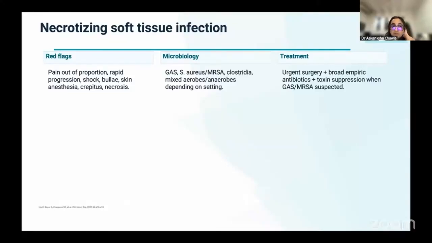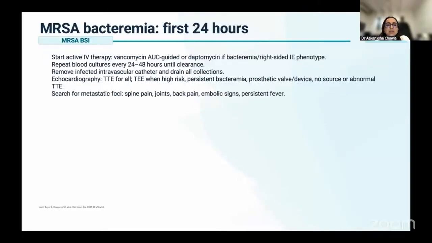So I was just talking about the necrotizing soft tissue infection. How would a patient present? There would be pain out of proportion, rapid progression, shock, necrosis, crepitus, commonly caused by group A streptococci, Staph aureus, MRSA, Clostridia, mixed aerobes and anaerobes. And treatment, like I said, you cannot delay surgery. It has to be urgent and broad cover should be given along with toxin suppression.